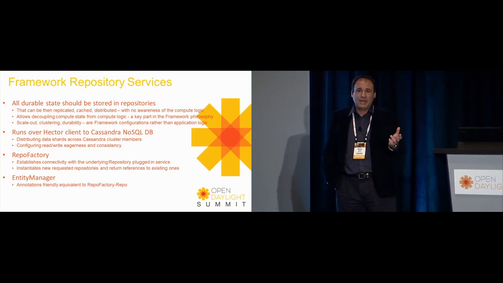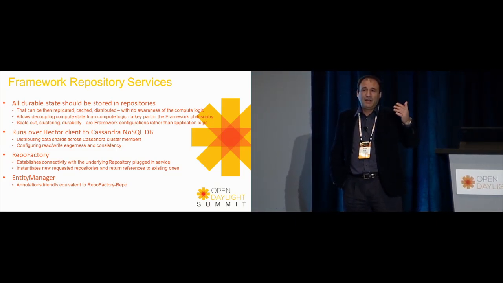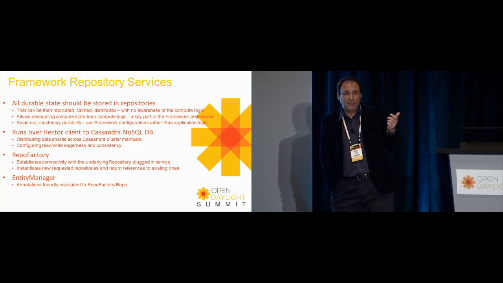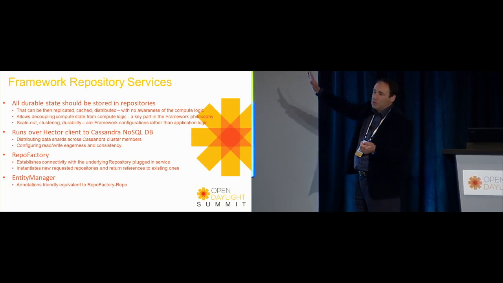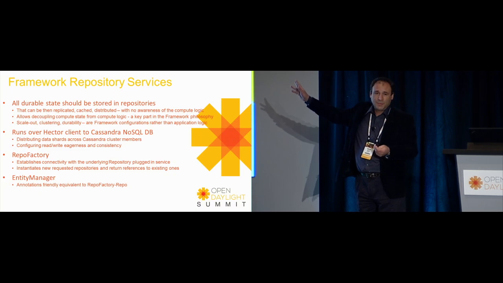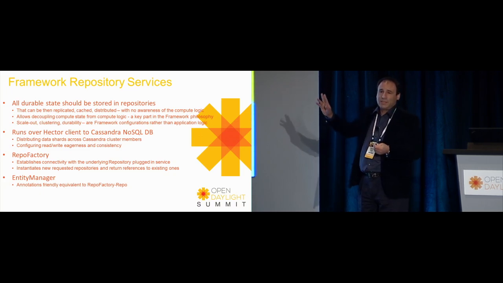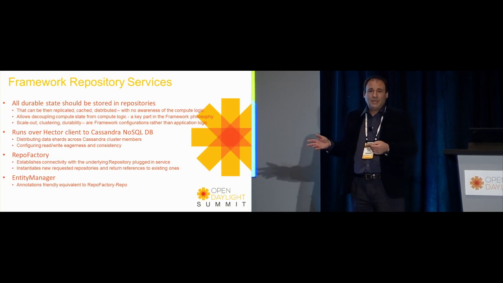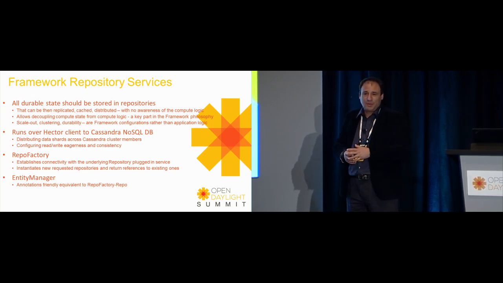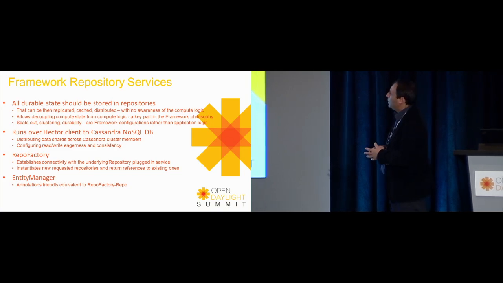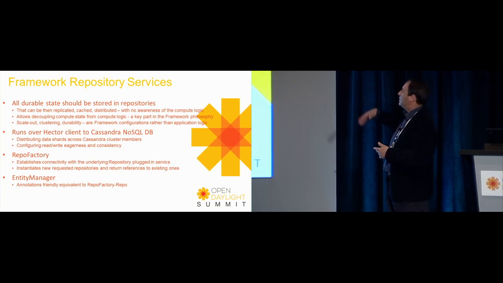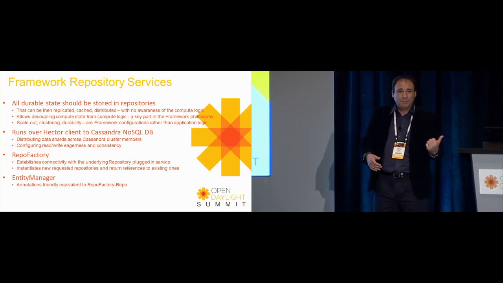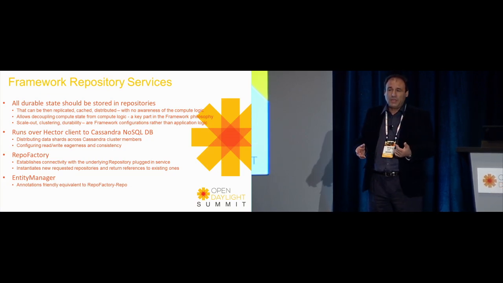We have a convenience library over Cassandra, in fact, the client library of Cassandra named Hector. Any durable state should be stored in those repositories, right? You can think of a repository as a table in a database, right? Every module can have zero or more repositories of its own. Then, with all those repositories, we can have all the replication, caching, and distribution in the framework, in the user configuration, outside any application logic. All right?